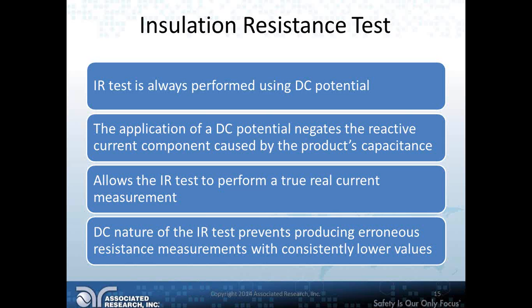A few other things to note during an insulation resistance test: sometimes the insulation resistance test is used to find what we call the polarization index of our product. What is polarization index? Well, polarization is the ability for materials' dipoles, which basically are equal and opposite charges separated by some distance, to line up in the presence of an electric field.